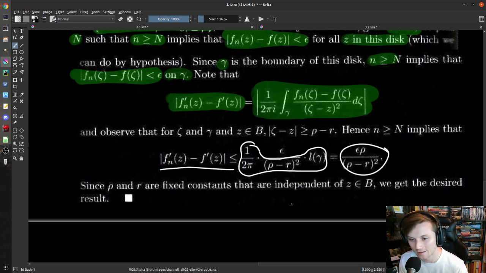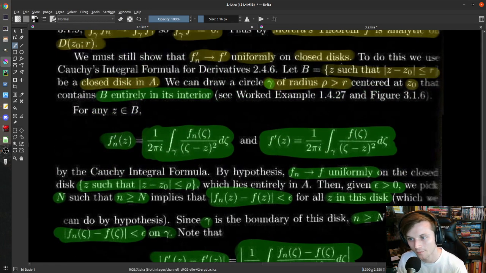Meaning that these guys can get as close together as we want them to, meaning they converge. Okay. Rho and R are fixed constants independent of Z, so we get the desired result. Bada boom.